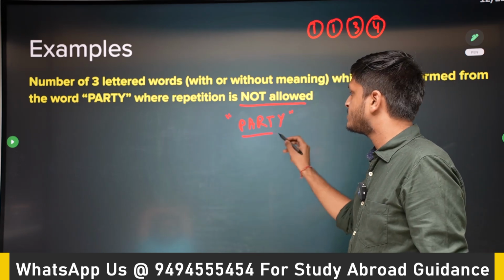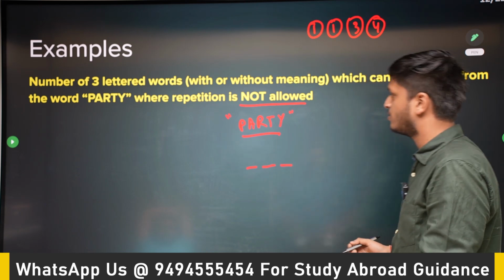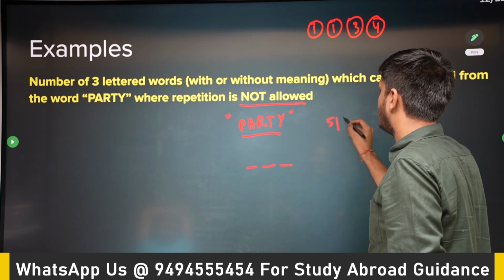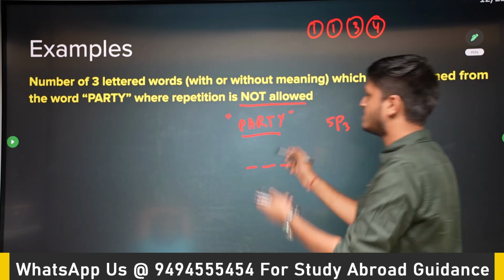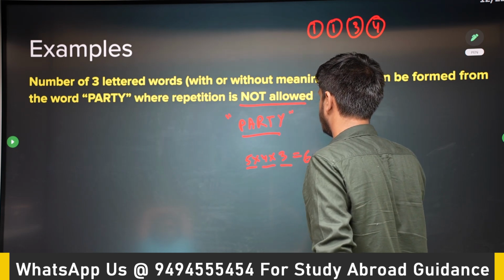You have to arrange 5 objects in three places. You have to find 3-letter words, right? So you have to just arrange 5 letters in 3 places. Very easy, 5P3. Again, instead of going with the formula, just do it like this: you have 5 options, 4 options, 3 options, 60.